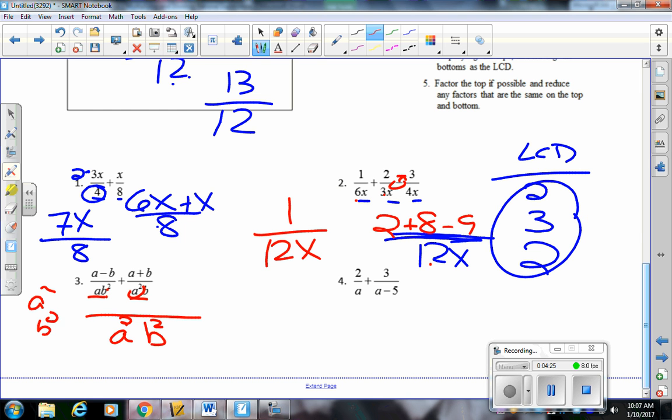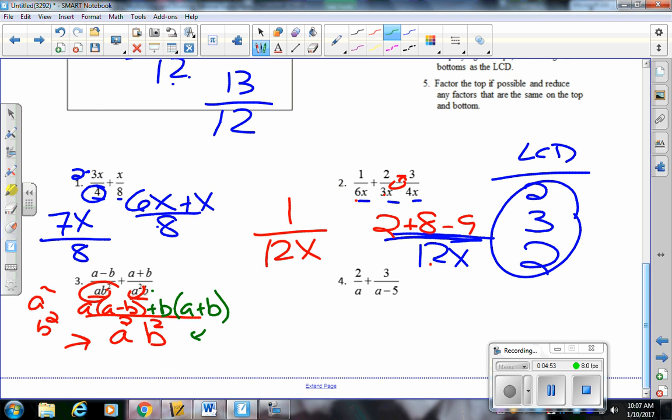So now when you look at it, you say, okay, in this first denominator, I have a and b squared. What's missing? What's down here that's not up there? One of the a's. So I've got to do a times a minus b. In this next denominator, kind of drew all over it, but you have a squared b. So what's down here that's not up here? One of the b's. So I'm going to do plus b times a plus b.